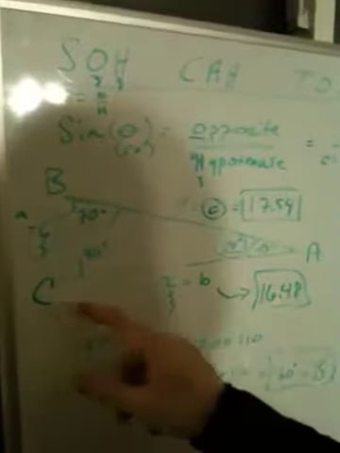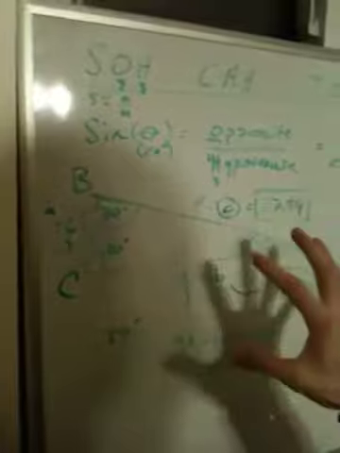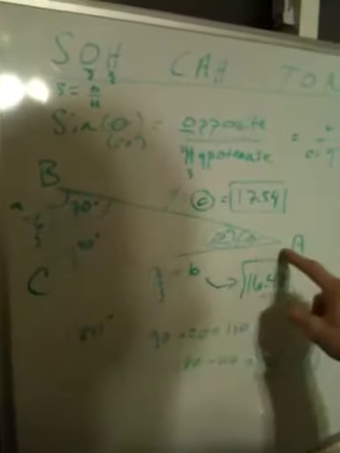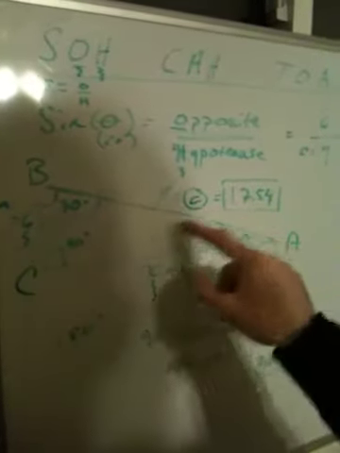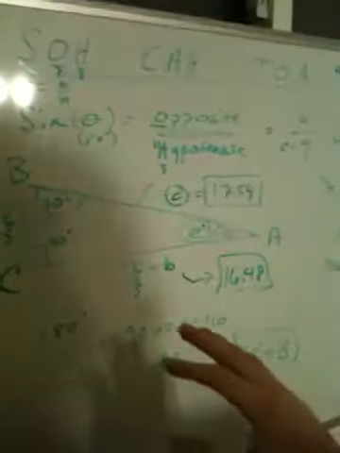A, B, and C are always direct opposites of each other when you're labeling the triangle. So little a is opposite of big A, little b is opposite of big B, little c is opposite of big C, and this is a generally accepted way of labeling a triangle.